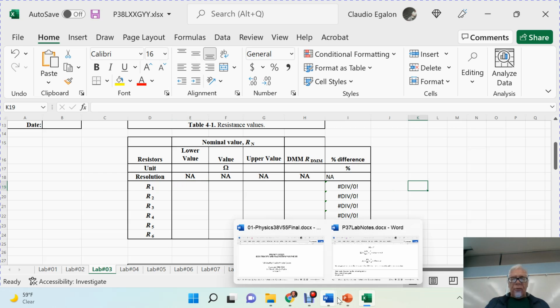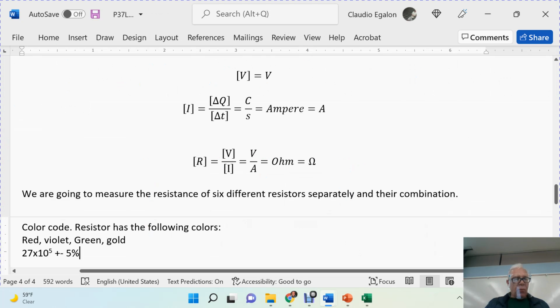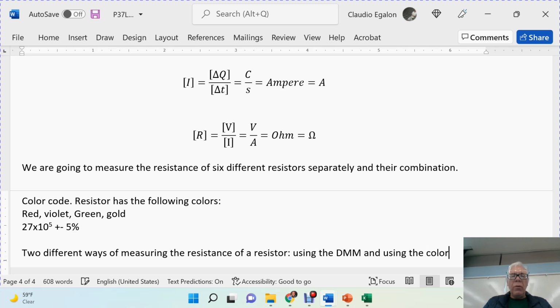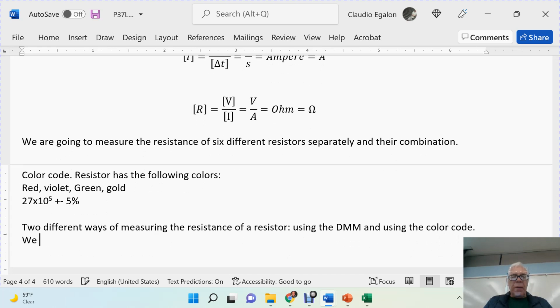So 2 ways of measuring. Let's write it down here. 2 different ways of measuring the resistance of a resistor: using the DMM and using the color code. Okay? We're going to use both methods for the first table.